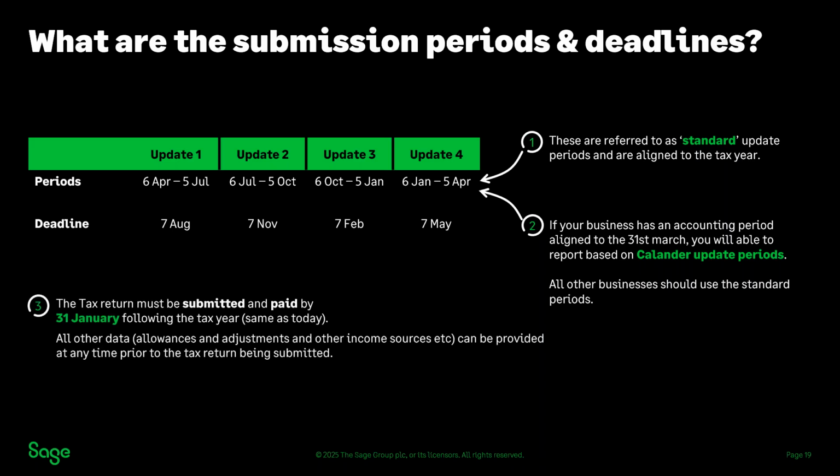And then lastly, before point 3, sorry. The submission deadline is the following month, so 1 month and 2 days after the end of the standard update period. The calendar quarters will also follow the same rule, 1 month and 2 days after the end of the period.